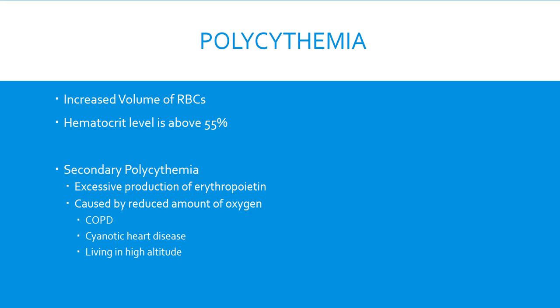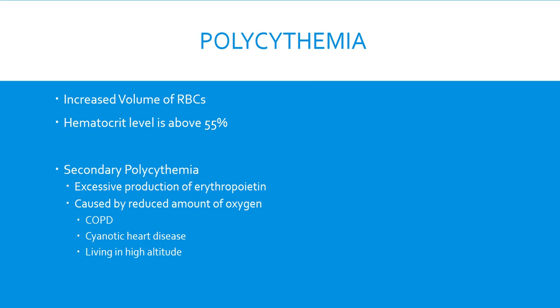The next disease process is polycythemia. This is an increased volume of red blood cells. Hematocrit level is above 55%. Secondary polycythemia is excess production of erythropoietin caused by reduced amount of oxygen. This could cause COPD, or is caused by COPD, cyanotic heart failure, and living with high altitudes.